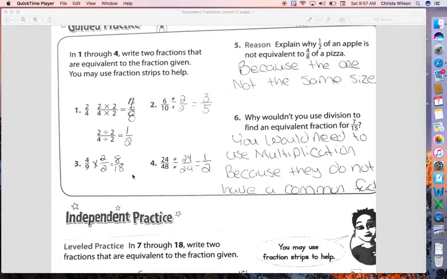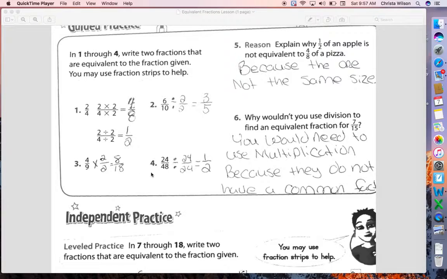Okay, let's look at number 3. This one's a good example of they don't have anything in common. You can make 4 smaller by 2 if you divided it by 2, but if you tried to divide 9 by 2, you would not get a nice round number. Or vice versa, you could try to divide 4 by 3, but it wouldn't give you a nice round number. So in this case, when they don't have factors in common, you multiply. So we multiply this by 2, and it creates the equivalent fraction of 8/18.